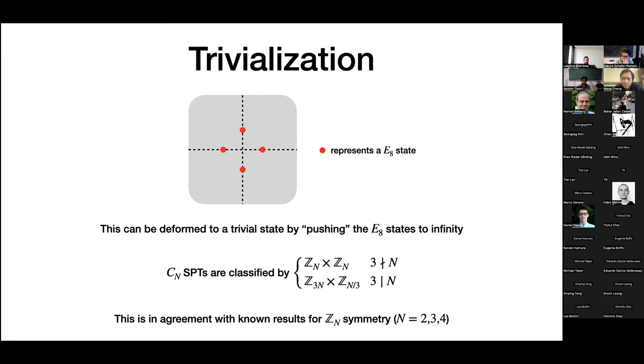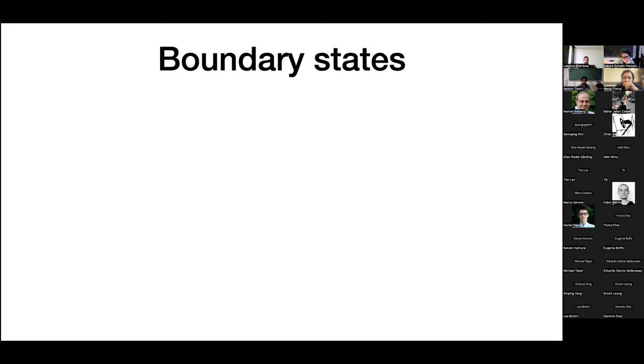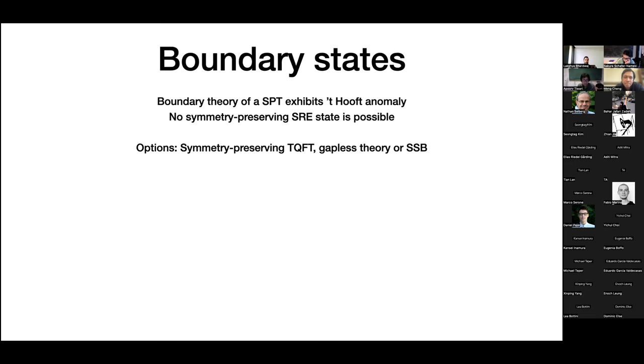And there's a little further issue that one needs to resolve, that is how to go from Z to a finite order group. But this can be taken care of. All right, so now let me discuss the boundary state. The boundary state of this SPT should have two anomalies.